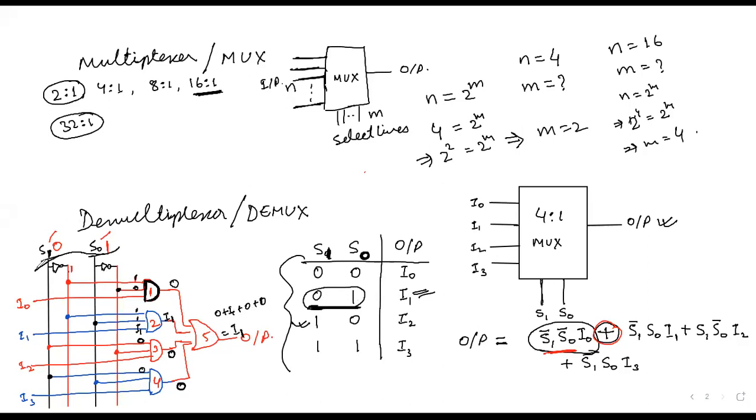Okay, so based upon the combination of select lines that we give, we get only one output, only one piece of information at the output. So this is the thing which we have to see.